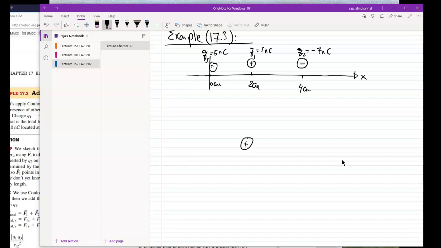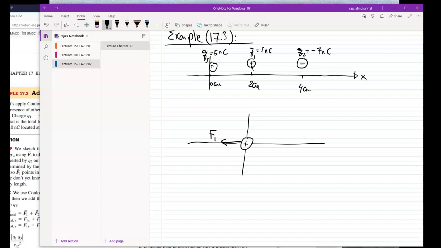This is Q3. Here is X and Y. So as far as Q1 is concerned, Q1 with Q3, what would be the direction of the force on Q3 due to Q1? That's going to be a repulsion, right? And that repulsion force is going to go this way.